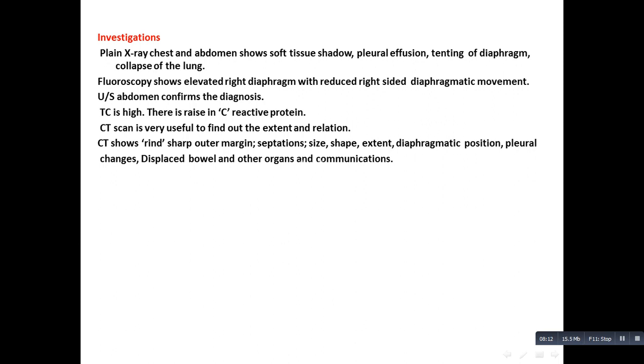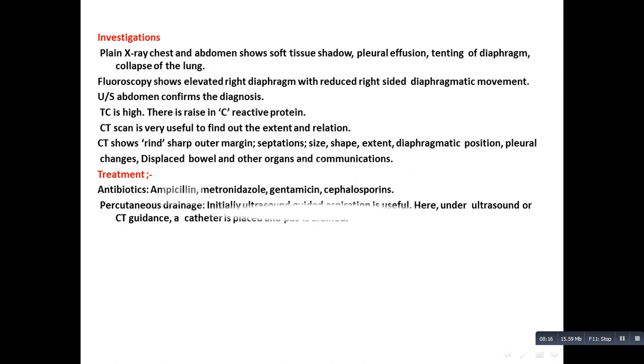Management or treatment: start with triple antibiotics, ampicillin, metronidazole, and gentamicin, or cephalosporin. Percutaneous drainage under ultrasound and CT scan guidance. Aspiration alone is not done in subphrenic abscess; it must be done under antibiotic cover.